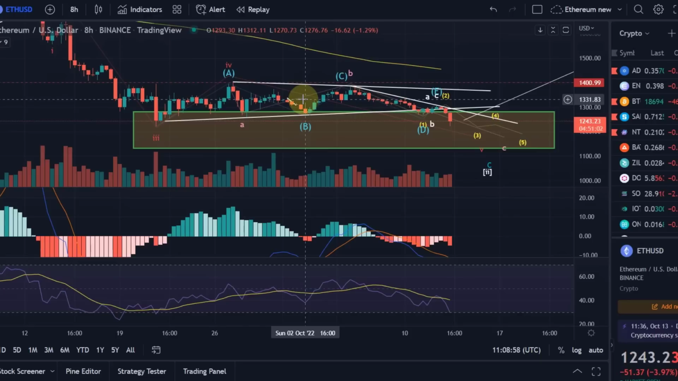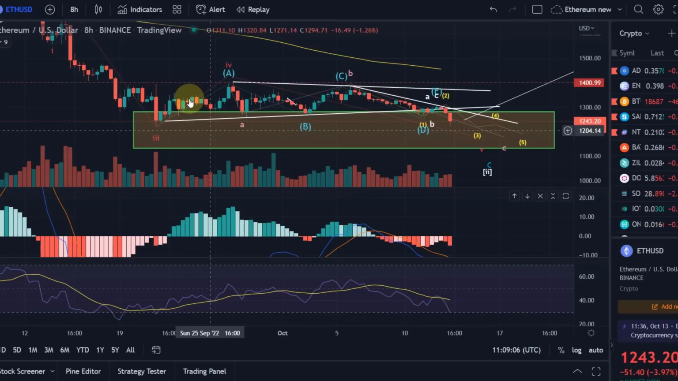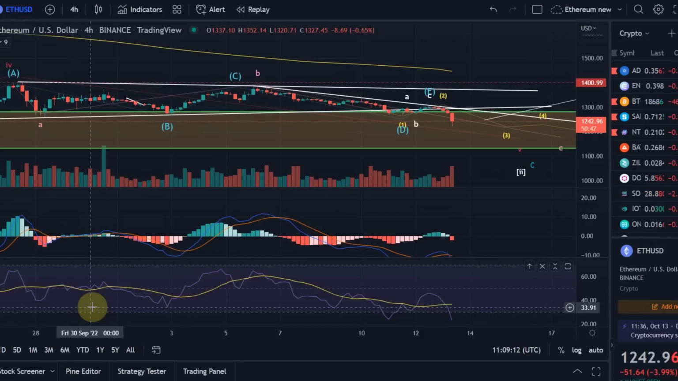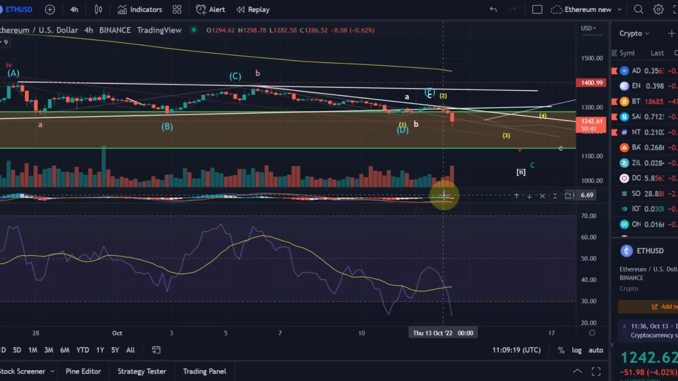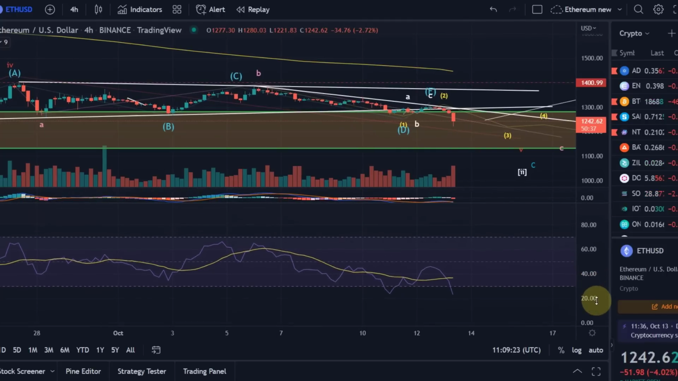We are quite oversold. You can see on the 8-hour chart, we've just entered the oversold territory here. The MACD though shows there is still an increase in negative momentum. And just because we entered the oversold area doesn't mean we have to reverse from there. On the 4-hour chart, the MACD is pushing down. We have a bearish crossover that just indicates the bearishness at the moment. But again, we are very oversold here on the RSI.